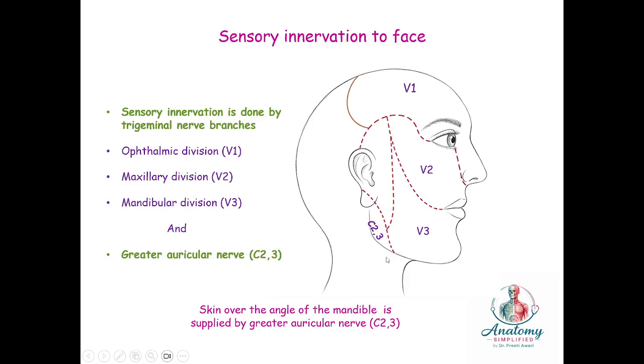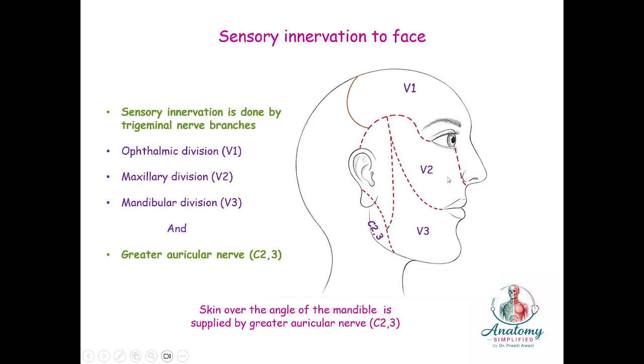So this picture is showing how various parts of the face are innervated by different branches of trigeminal nerve, like the tip of the nose, the lateral sides of the nose, you can say whole of the nose, the upper eyelid and forehead, they are innervated by ophthalmic division of trigeminal nerve.